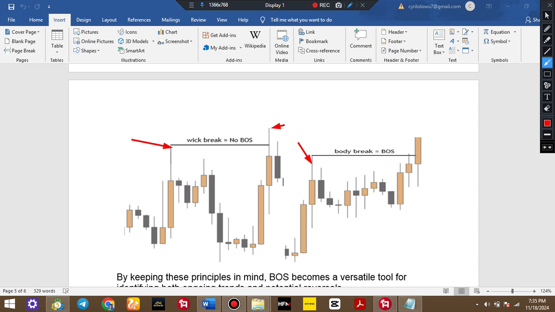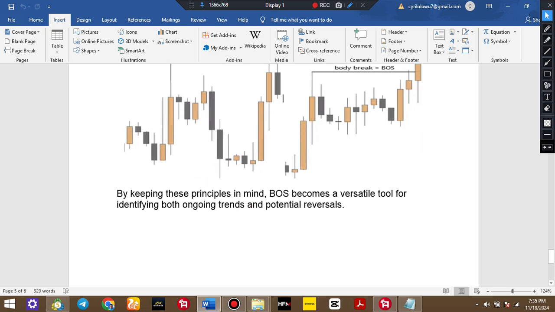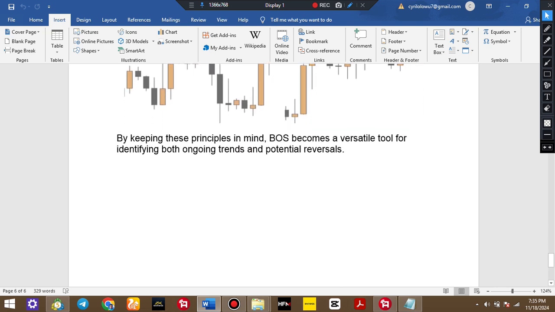Exactly, guys. So we are getting to round up soon because this video is not supposed to be that long, but it's worth it anyway. By keeping this principle in mind, BOS becomes a versatile tool for identifying both ongoing trend and potential reversal.